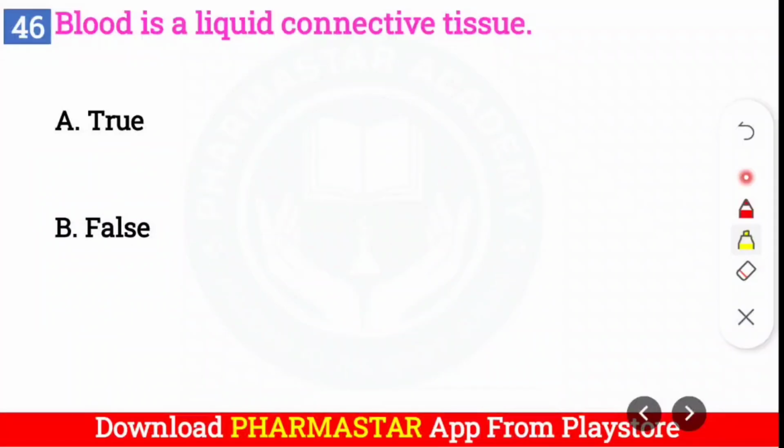The next question. Blood is a liquid connective tissue. Option A, true. B, false. Blood is classified as a fluid connective tissue. Like other connective tissues, it originates from the mesoderm and consists of cells, RBCs, WBCs and platelets, suspended in a specialized extracellular matrix, which in blood is the liquid plasma. The correct answer is option A, true.